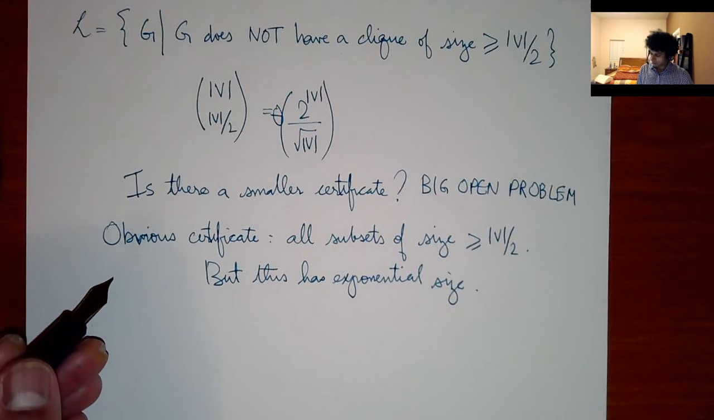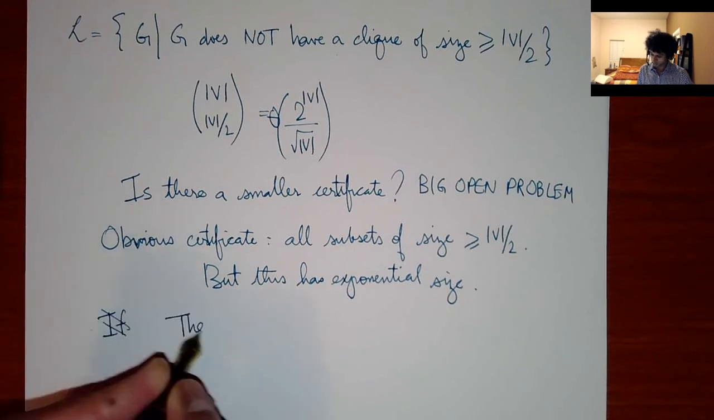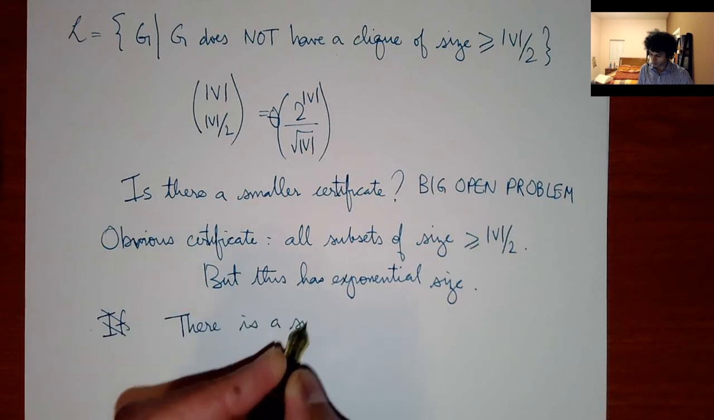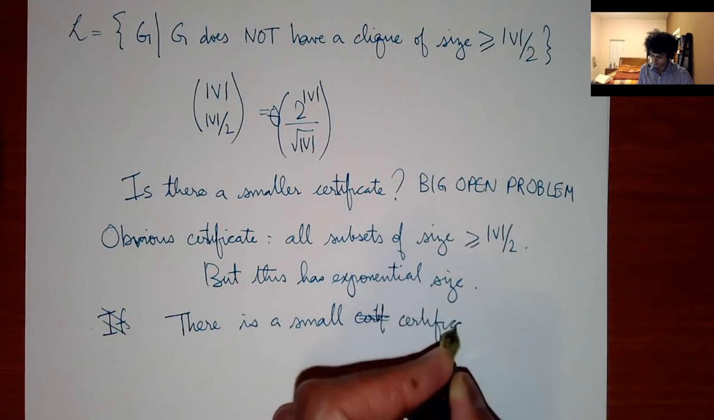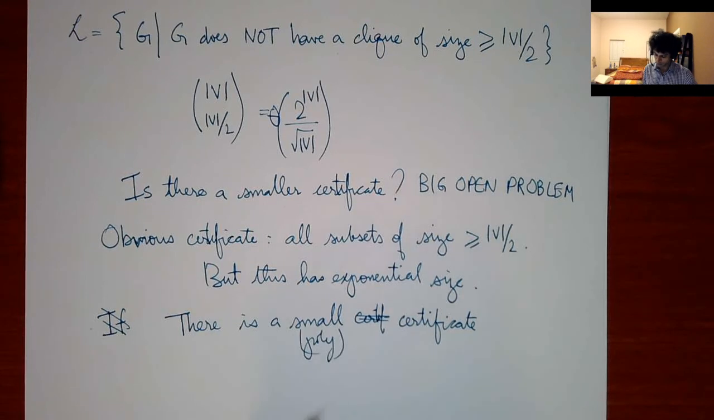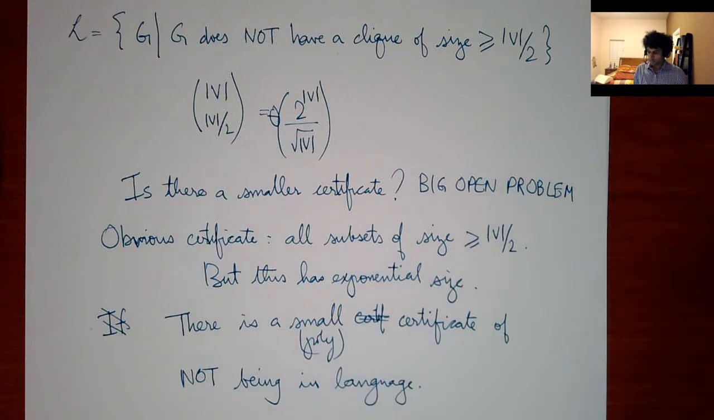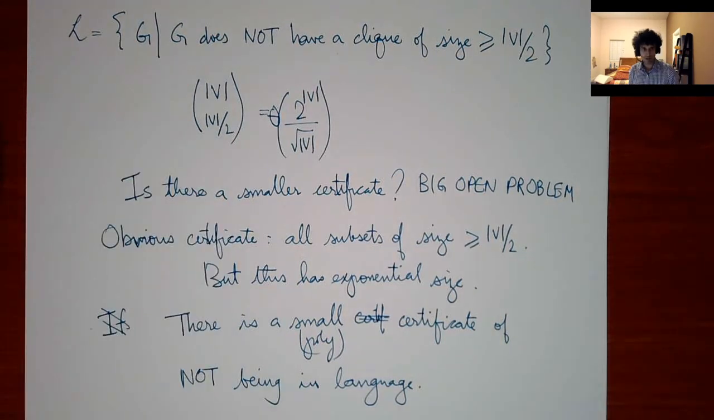What is interesting is that there is a small certificate, or I should say a polynomial certificate, of not being in the language. So if you wanted to certify that a graph is not in the language, then there's a polynomial size certificate that can be checked efficiently. And what is that certificate?